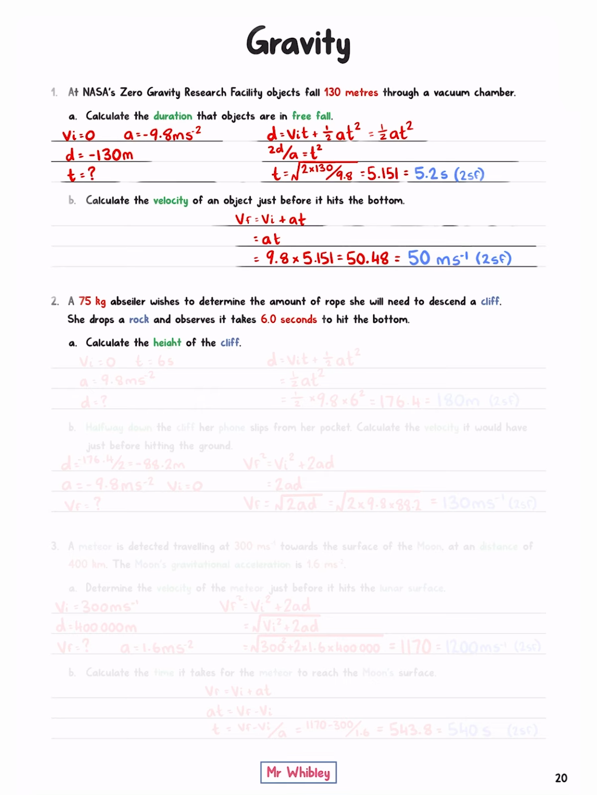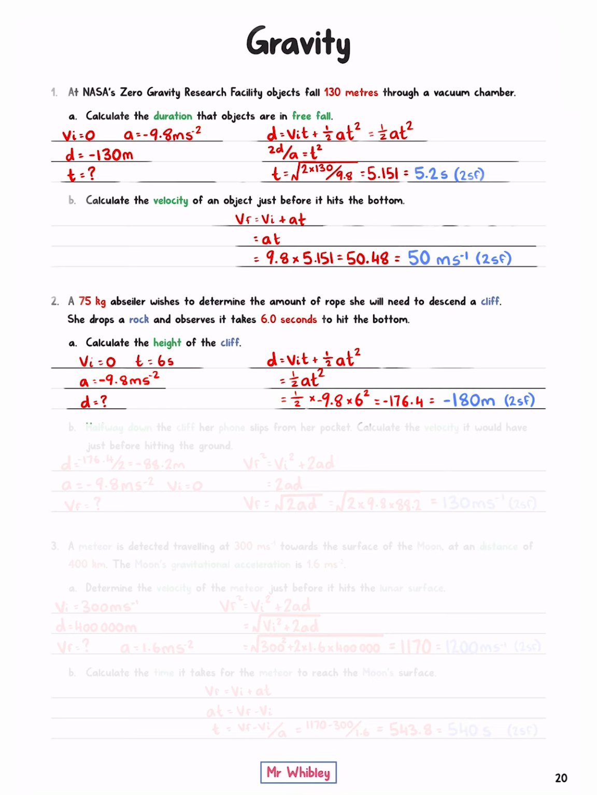Because the rock is dropped, we have an initial velocity of 0. We know it takes 6 seconds. We know the acceleration due to gravity, and we're trying to find the distance. The one thing we don't have and don't care to find is our final velocity, so we choose the equation without that. Vi is 0, so this simplifies to 1/2 at squared. Put in our numbers, which gives us negative 176.4 or negative 180 meters to two significant figures.